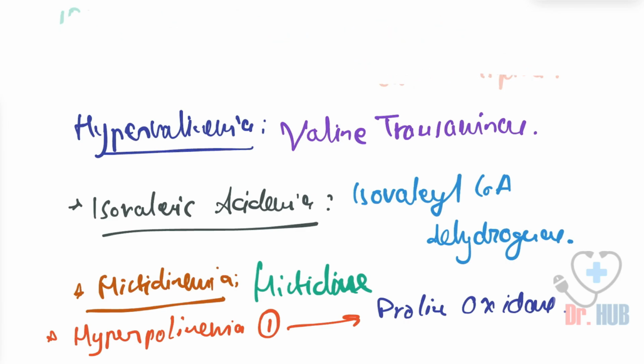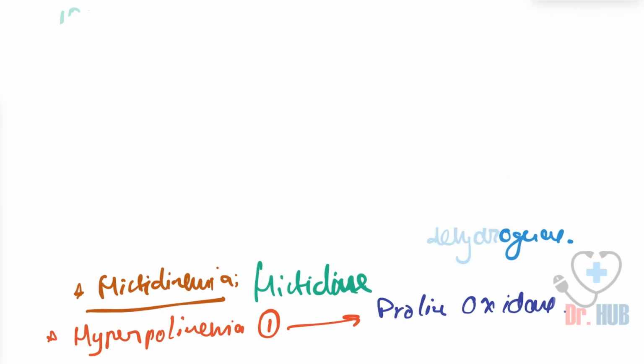So now we are going to answer our questions which we initially asked. The first question was, in case of phenylketonuria, what is the enzyme defect? Enzyme defect here is nothing but the phenylalanine hydroxylase.